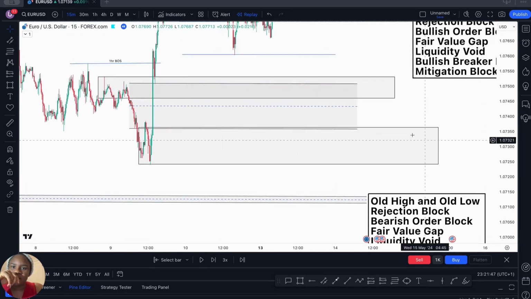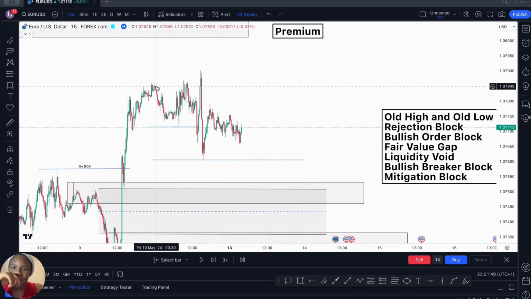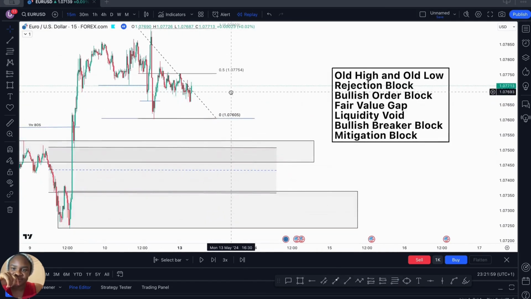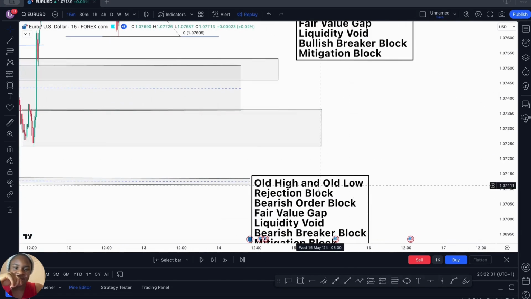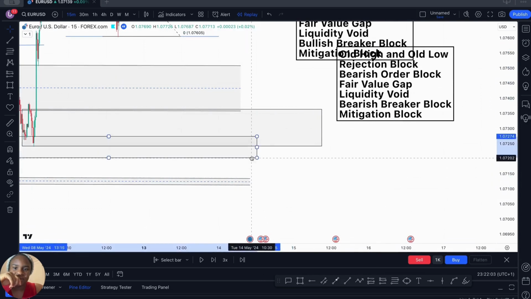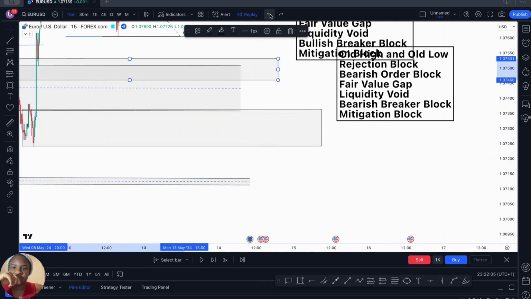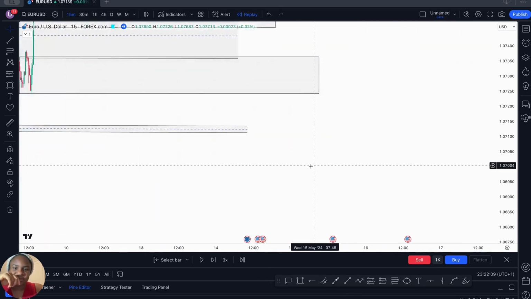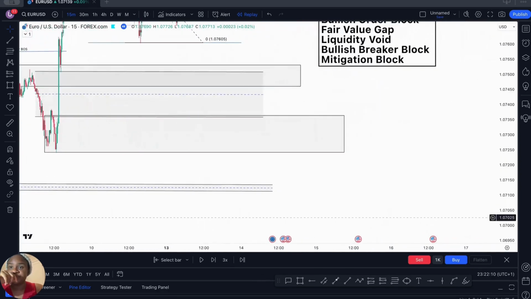On 1 hour, what am I seeing here? I'm seeing a shift in market structure here, signaling a bearish momentum. I take my high to my low. You can see that, right? Then I come up here. Oh, let me do that so I don't get confused. You don't get confused at all. So where are my signs for premium and discount?